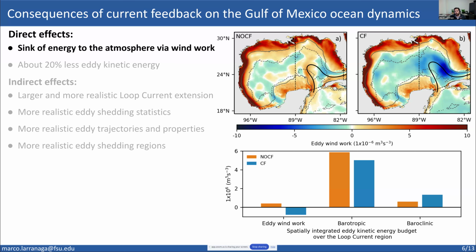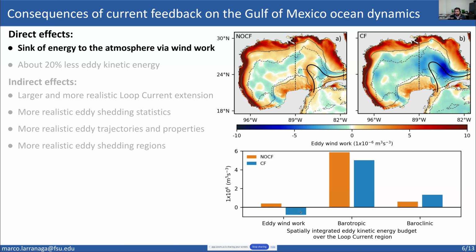So in the no current feedback experiment, we have positive and alternating values of geostrophic eddy windwork. And if we spatially integrate them, we are going to see that we have predominantly positive fluxes, which means that the atmosphere is injecting energy to the mesoscale eddies. And in the current feedback experiment, we have negative fluxes, which means that the ocean is sinking energy to the atmosphere. And if we spatially integrate them, we are going to see that they are at least twice as strong as the ones that we have in the no current feedback, but they are negative.